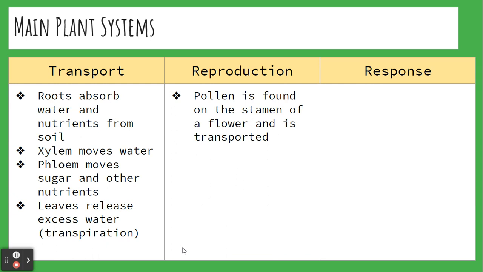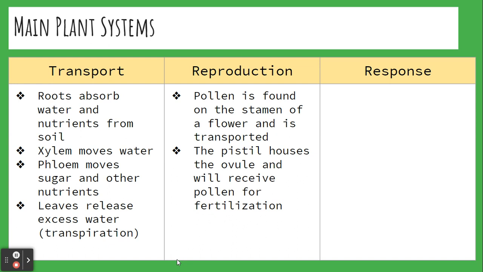Something that you need to keep in mind, pollen is found on the stamen of a flower, and of course, it's transported. We all know that bees, wasps, birds, and other small organisms actually assist in pollen transport, especially transport of pollen from flower to flower. Many of our flowers can actually fertilize themselves. So the pollen just has to move from one spot on the flower to another spot.